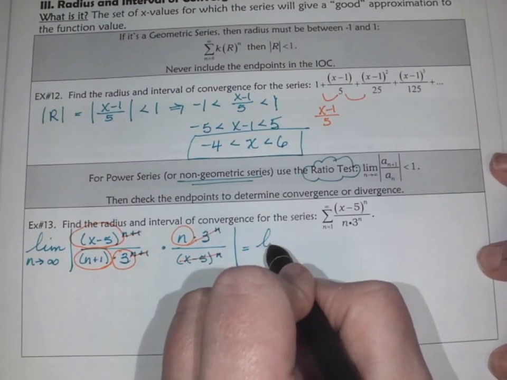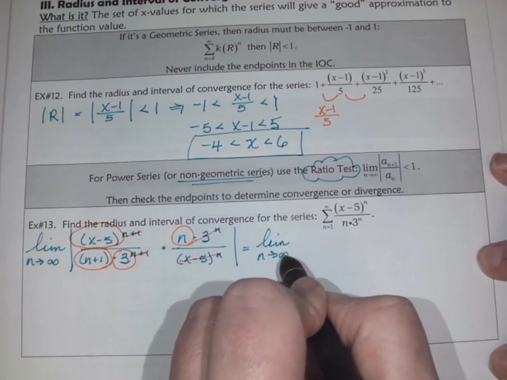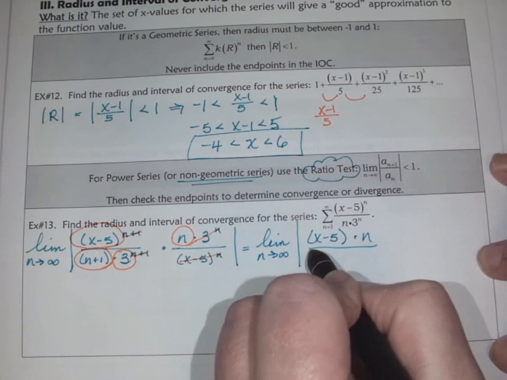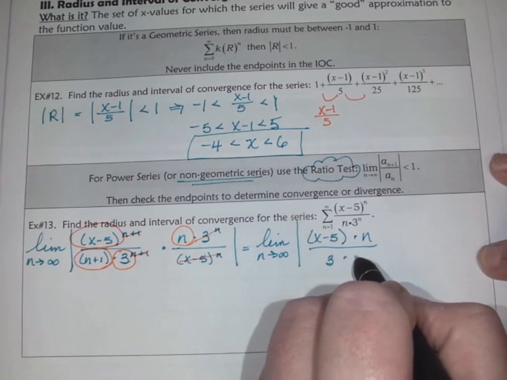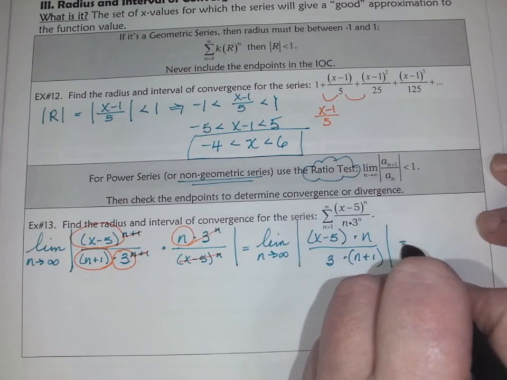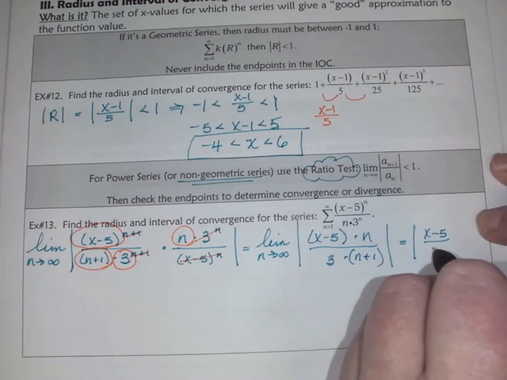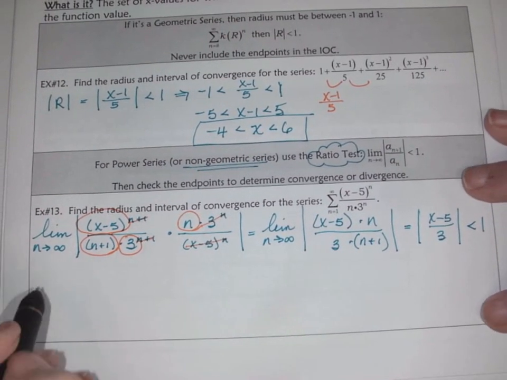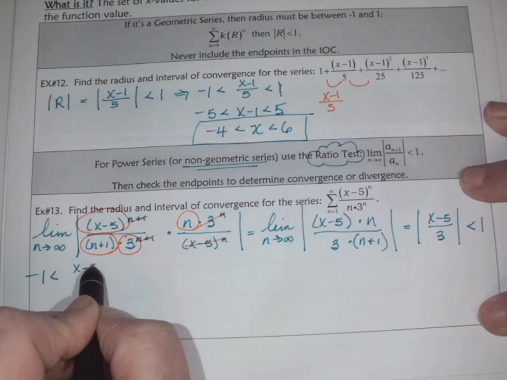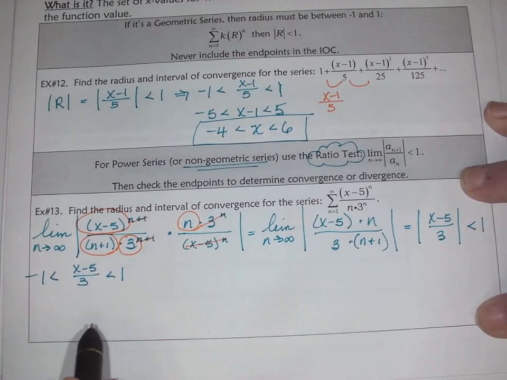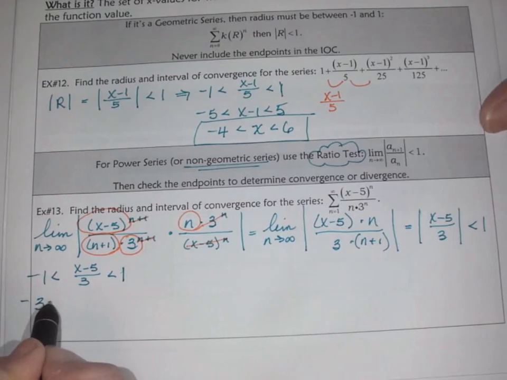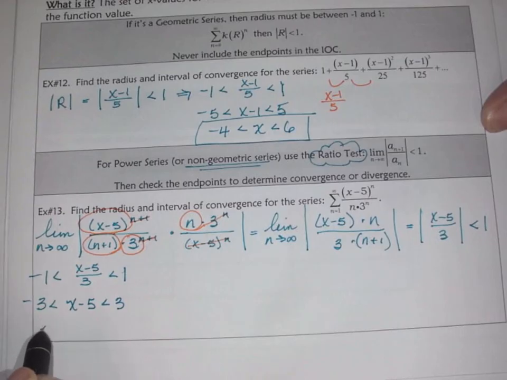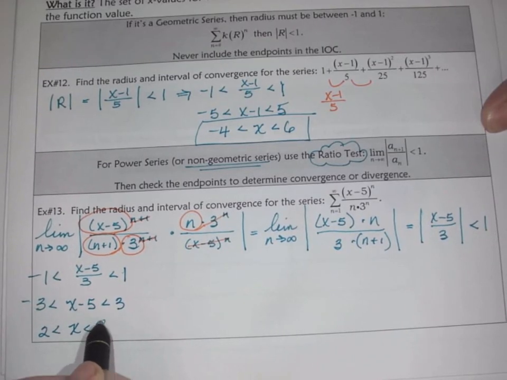So I end up with the limit as n goes to infinity of the absolute value of x minus 5 times n over 3 times (n plus 1), which is equal to the absolute value of x minus 5 over 3. We want that to be less than 1. So now we've got to solve that. So negative 1 less than x minus 5 over 3 less than positive 1. So that would be negative 3 less than x minus 5 less than positive 3. And if I add 5, I would get 2 less than x less than 8.